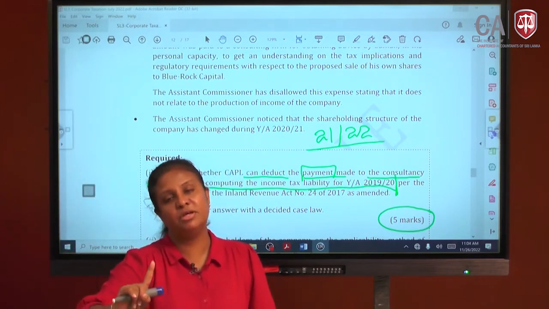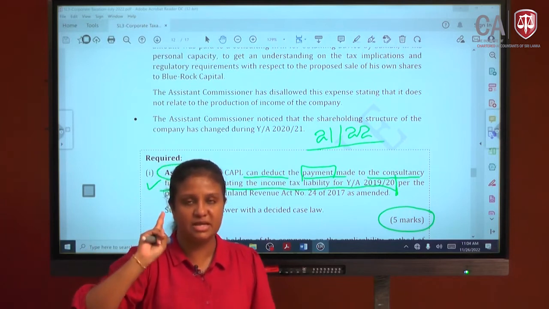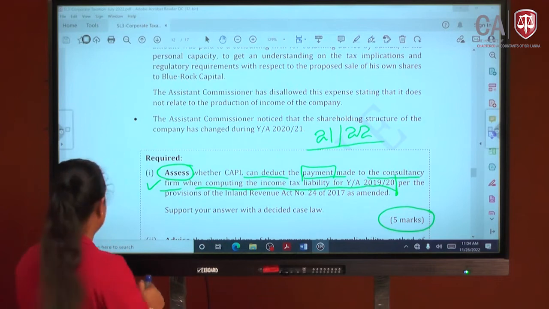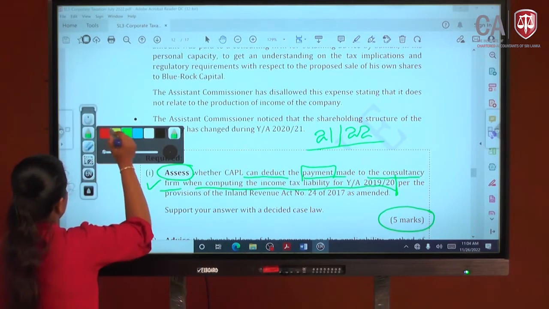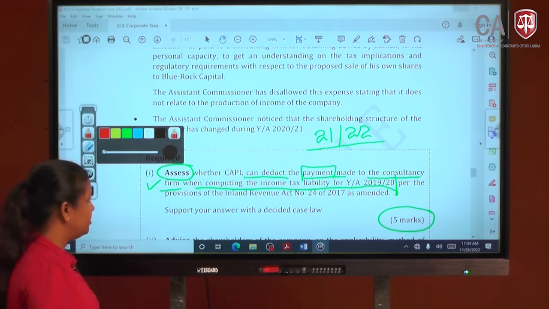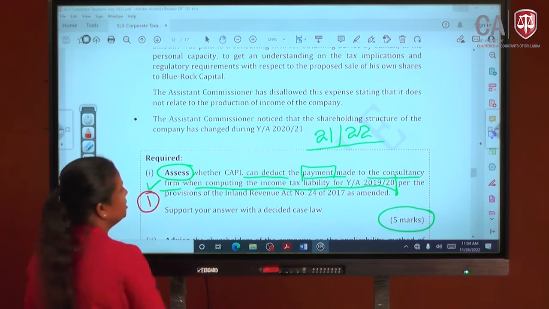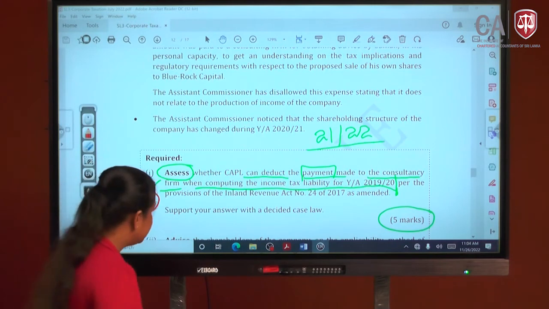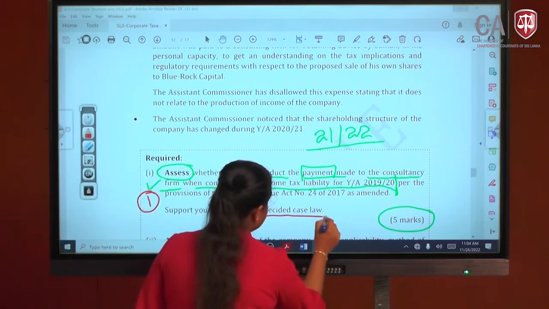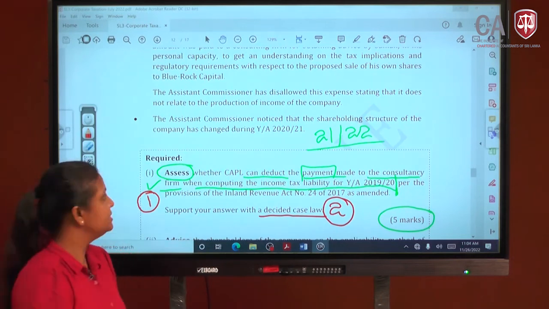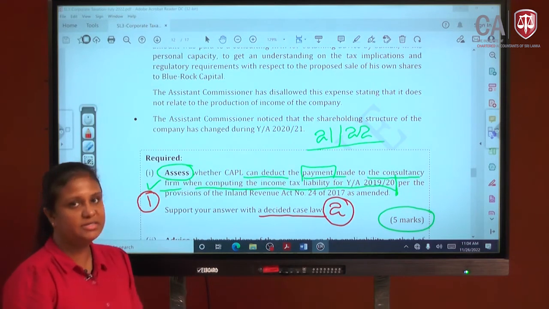There is a payment which we have made to the consultancy firm. Then how should you answer this? This is the requirement by the examiner. First, you have to assess based on the provisions of the Inland Revenue Act. Second, support your answer with decided case laws. If you can do this, then 5 marks can be obtained.